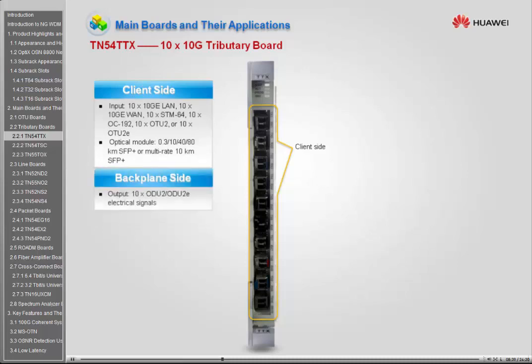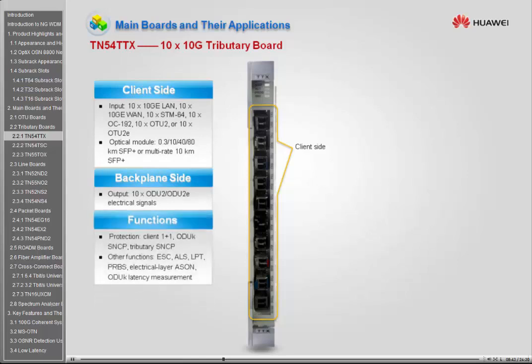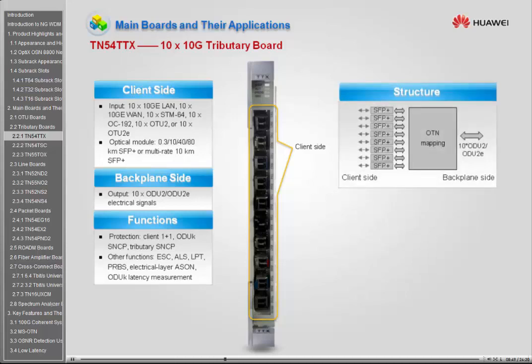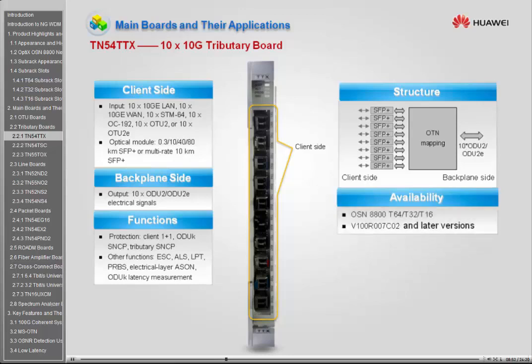This board supports SDH, OTN, and various Ethernet services on the client side and produces 10 ODU2 or ODU2E signals on the backplane side. It can be equipped with long, medium, or short-reach SFP Plus modules to address different transmission requirements.